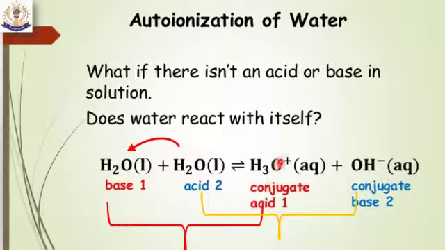Hydronium ion can donate a proton and can act as a Bronsted-Lowry acid. So it is the conjugate or linking acid of this base. So base 1 and conjugate acid 1, these two are the conjugate acid-base pairs. Here, this water molecule, after donating a proton, forms hydroxyl ion. This hydroxyl ion can accept a proton and can act as a Bronsted-Lowry base. So it is the linking base of this acid, acid 2, and its linking pair is conjugate base 2.